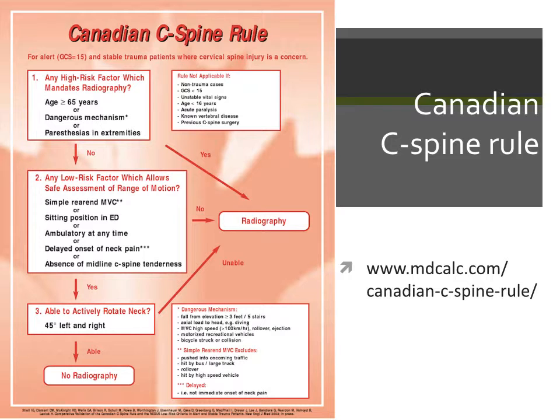It's important to note that this rule is not applicable if the pain is not traumatic in origin, if the GCS is less than 15, there are unstable vital signs, the patient's under 16 years of age, there's acute paralysis, there's known vertebral disease, or if there's been a previous cervical spine injury.